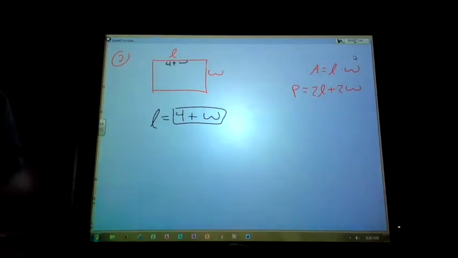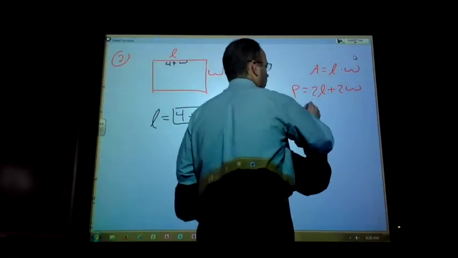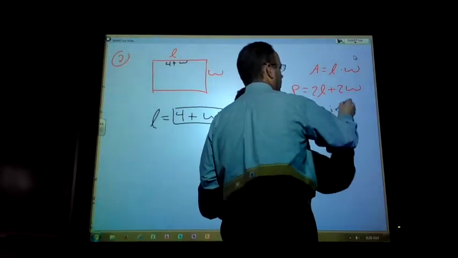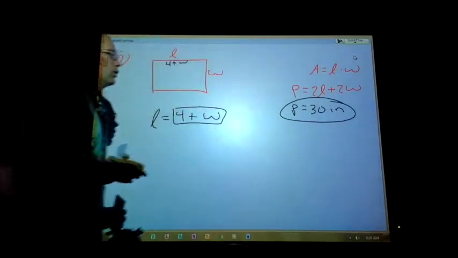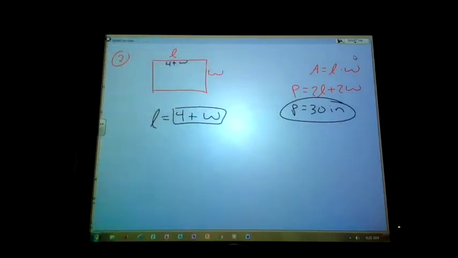What else? What other information did they give us in there, Ben? The perimeter of the rectangle is 30 inches. Perimeter is equal to 30 inches. Okay? So, am I going to use the area equation on this or the perimeter equation? Perimeter. Gabe, coming to you.